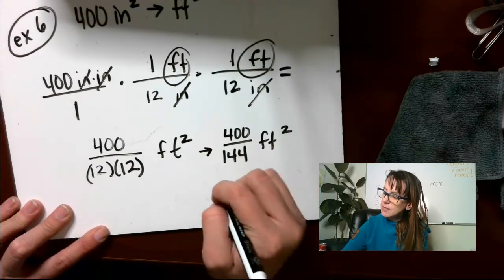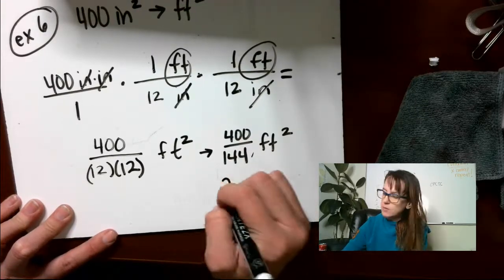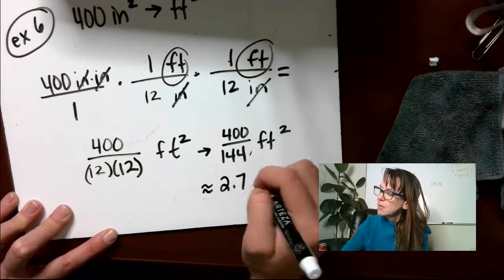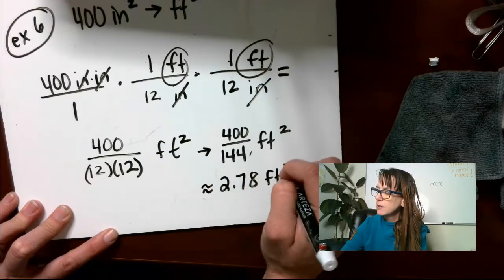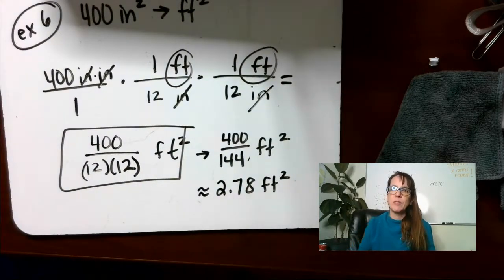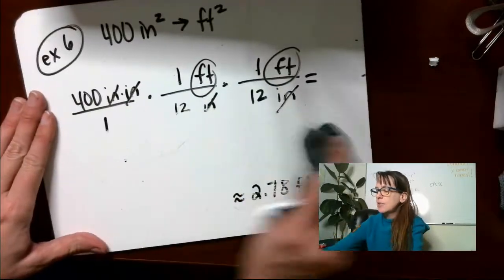That gives us, and if you use a calculator to do this part, it's going to be 2 point, which gives us about, that little squiggly thing means about, you're rounding, 2.78 feet squared. But guys, this is the important thing. I want to see that. That is far more important than the answer. If you can do this in your head, great, but I still want to see you work it out.